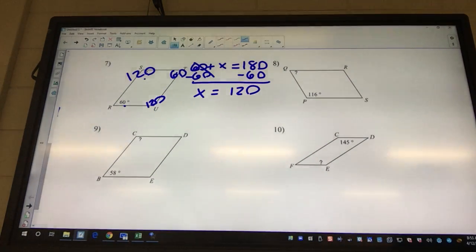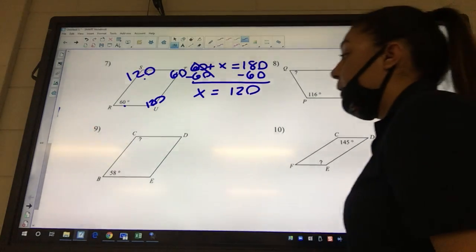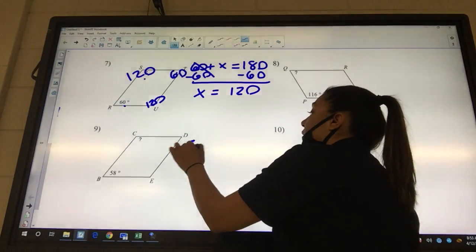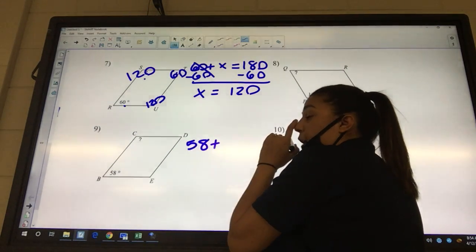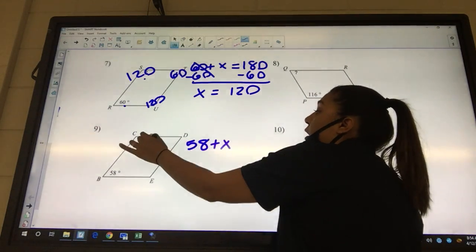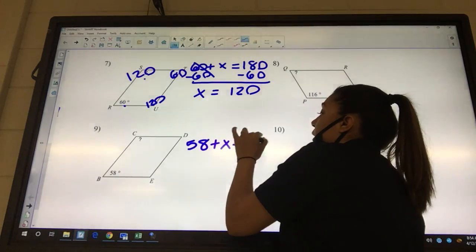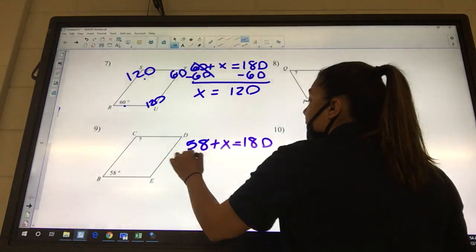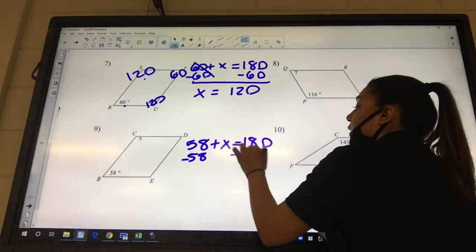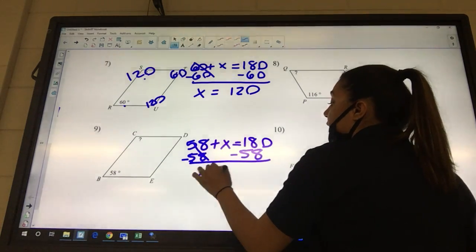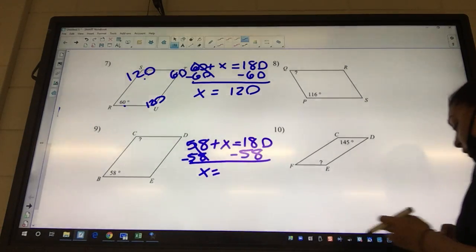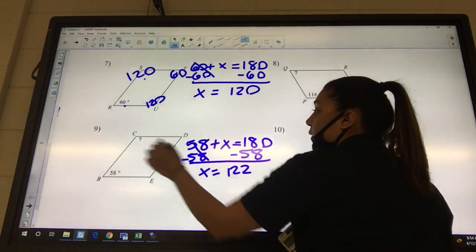So are these same sides or opposite sides? Same side, so it needs to look like what? 58 plus what? Plus x, or our question mark, equals 180. Minus 58 from both sides. So I got x equals, it's going to be 122.